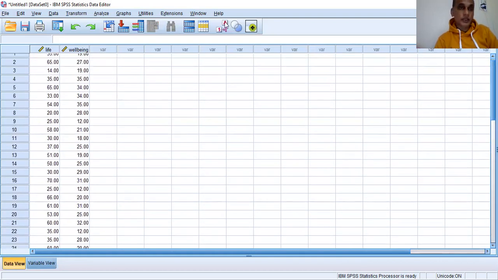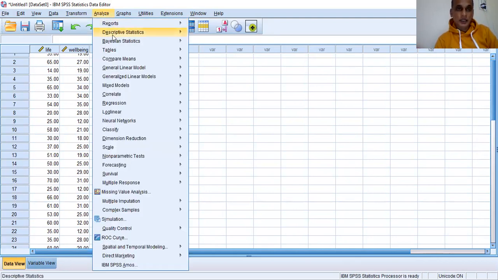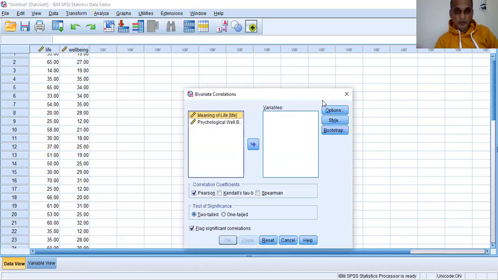Now, moving to the analysis part and talking about Pearson correlation, you just click on analysis, click on correlate, and then move to bivariate. We are doing bivariate analysis right now, so I'm moving to bivariate. I click on that, and the moment I click, the box opens, and the box talks about meaning for life and psychological well-being.